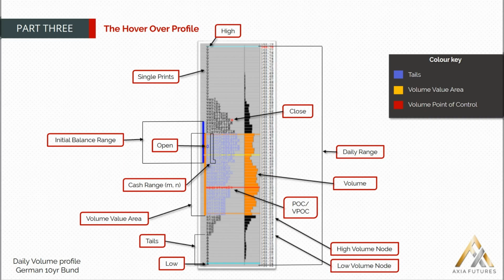Then we have the single prints. Now, single prints is where there is only a single TPO or a single letter that is represented on the chart.